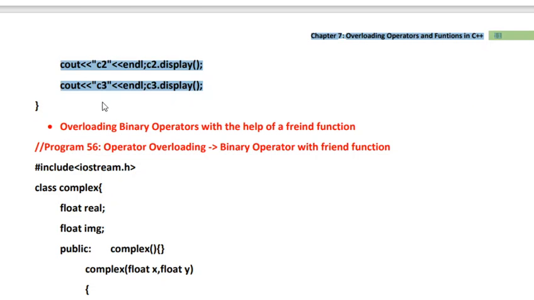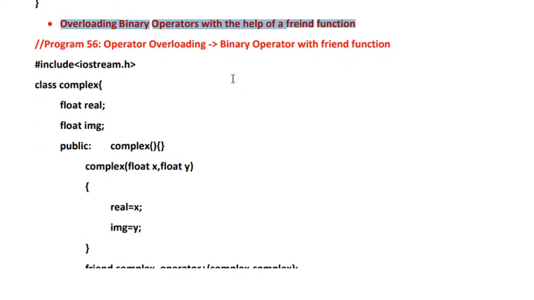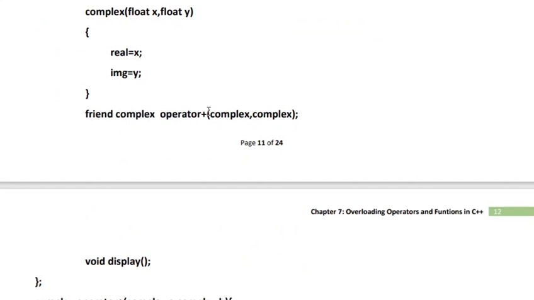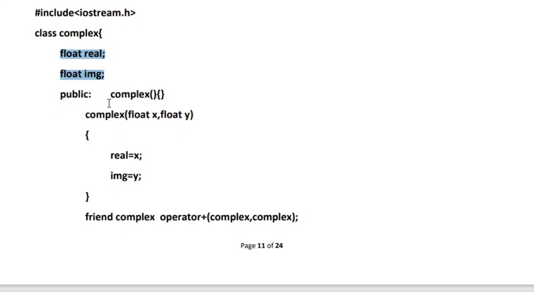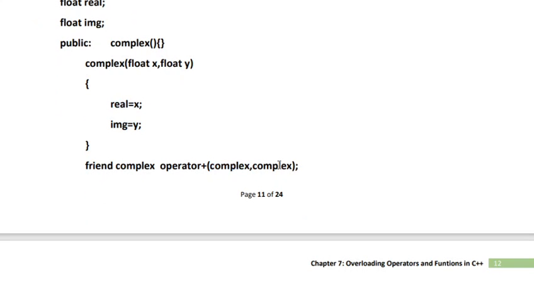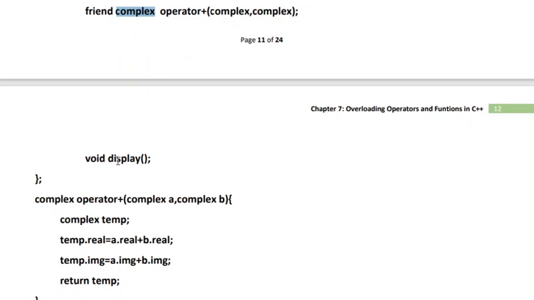Now likewise, we can overload binary operators with the help of a friend function. Whenever we are overloading binary operators with the help of a friend function, as we have already learned, we need to provide two parameters, right? Here I've made a small adjustment in the same program. We have two private members, a default constructor and a parameterized constructor, and then we have an operator function that takes in two parameters, two objects of type complex. It returns an object of type complex, and I have a display function here.